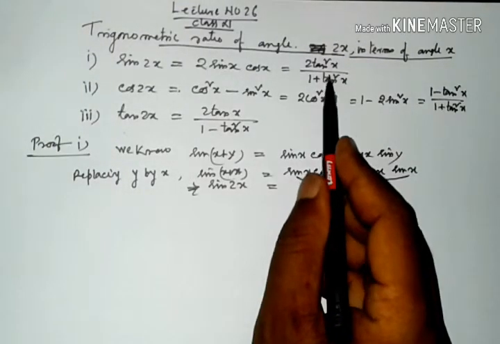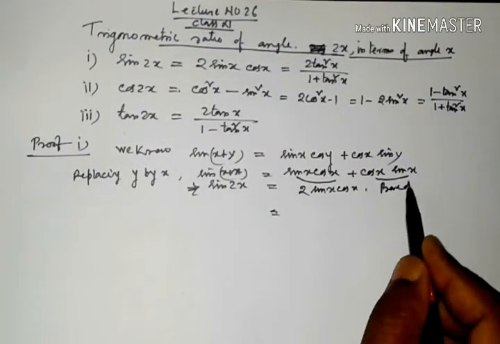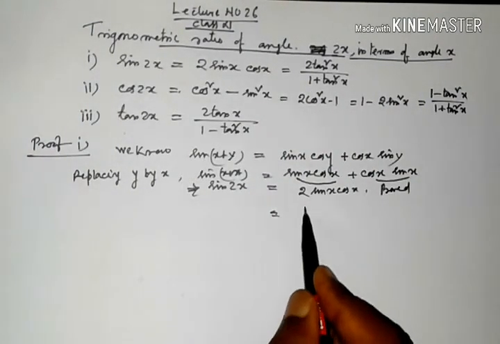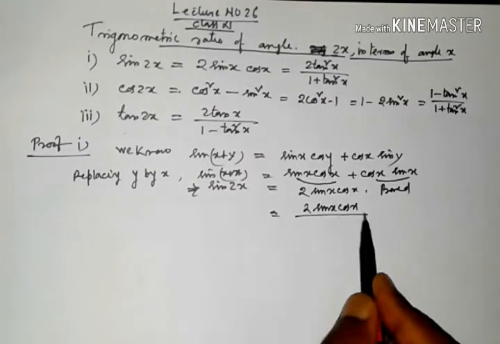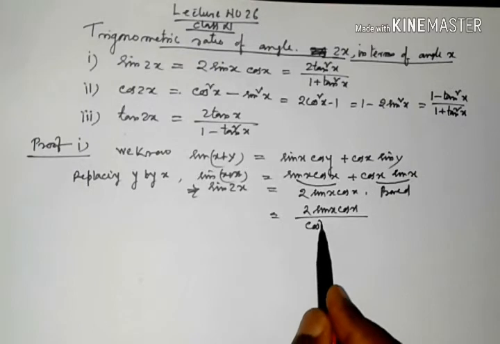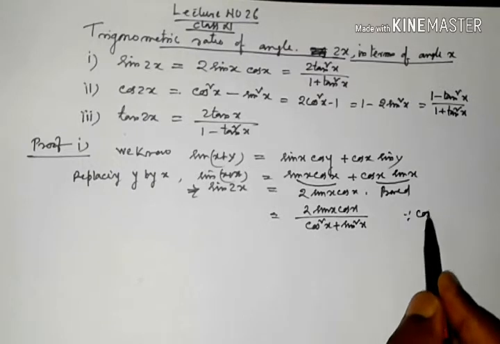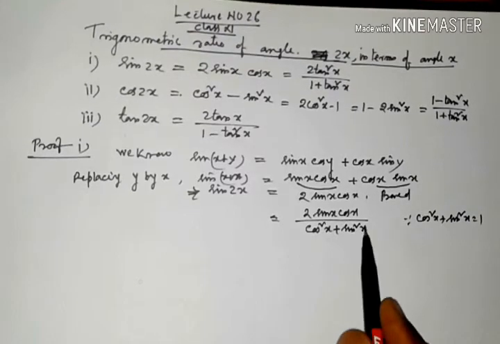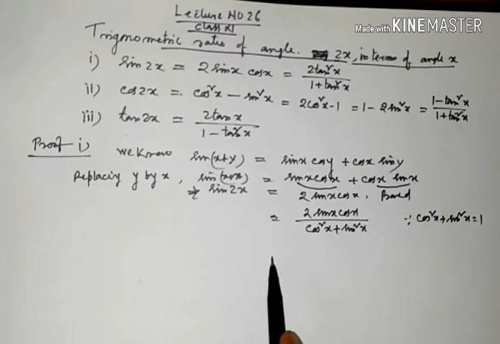From here we can also prove this. Now this is proved. Again, we can prove it from this also. 2 sin x cos x divided by cos square x plus sin square x, since cos square x plus sin square x is 1. So we can write it easily: 2 sin x cos x divided by 1, and 1 means cos square x plus sin square x.